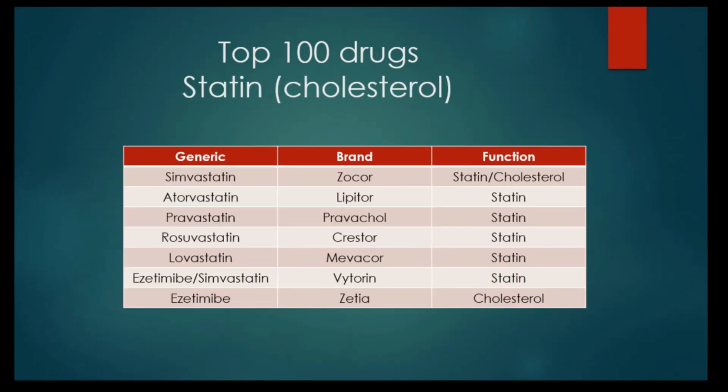Next, we're going to be talking about statins. Statins are easy because they have statin in the name, but this is also going to include another cholesterol medicine. But basically what the statins do is help improve your cholesterol. So simvastatin, we've got Zocor, we've got atorvastatin as Lipitor, we've got pravastatin as Pravachol, rosuvastatin, Crestor, we've got lovastatin as Mevacor, we've got ezetimibe with simvastatin as Vytorin, and we've also just got ezetimibe by itself as Zetia.